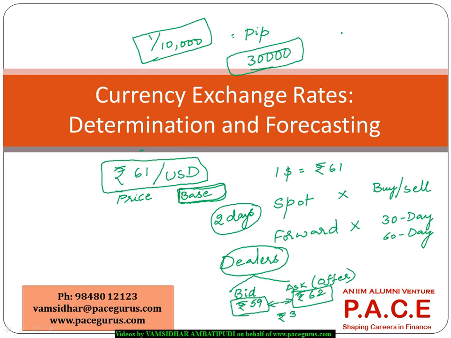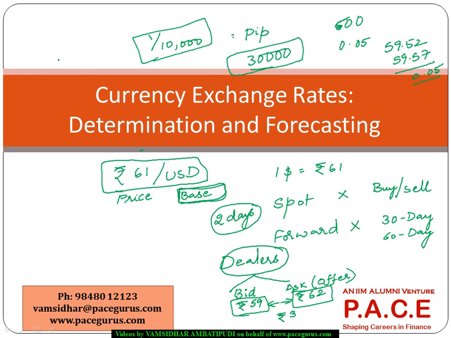Let's say the difference is 0.05 rupees. If the bid is 59.52 and the ask is 59.57, then the difference is 0.05, and it is expressed in terms of 1 by 10,000. So you multiply this by 10,000, which will give you 500 pips. That's a typical way the currency spreads are talked about.